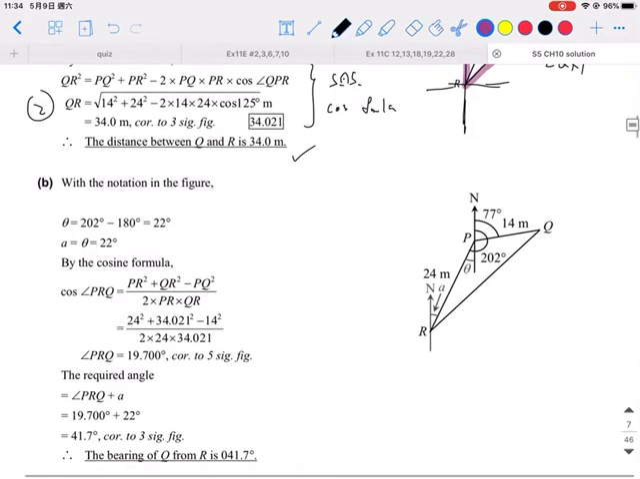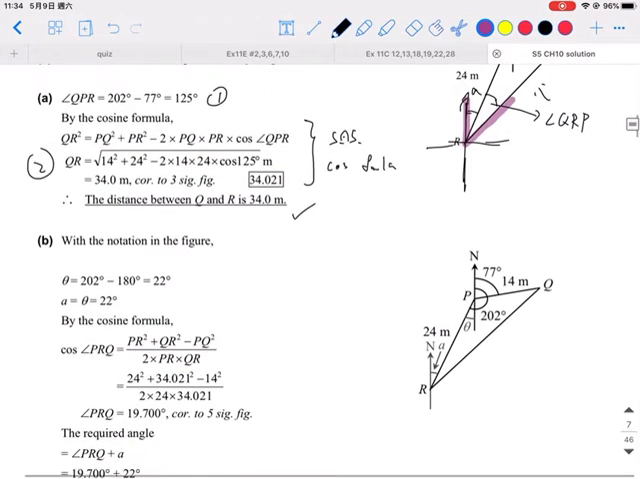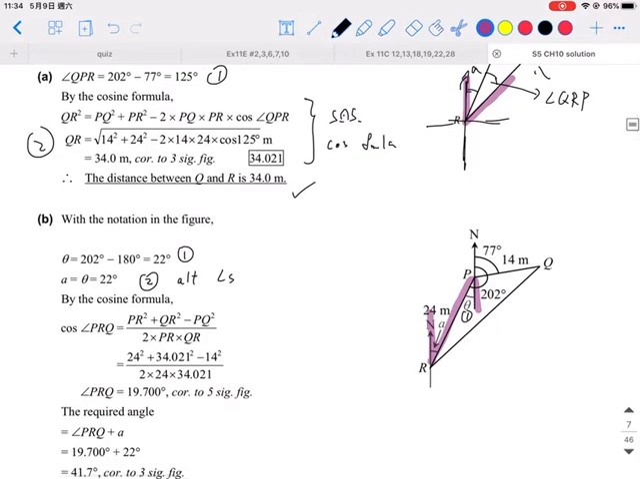So let's find it. For the first part, last time we found this angle theta is 202 minus 180 degrees. So this is the first part. And for the second part, by alternate angles, A should be equal to theta. So that's the second part. Okay, and we have finished the first component. For the second component, how can I find angle QRP?